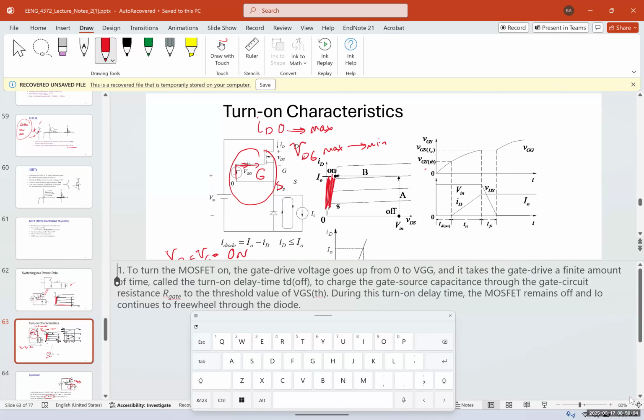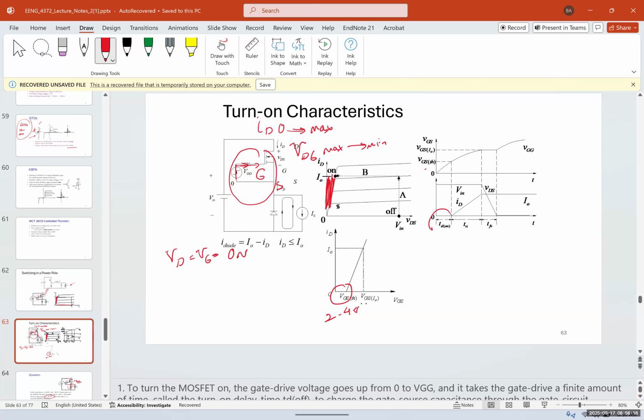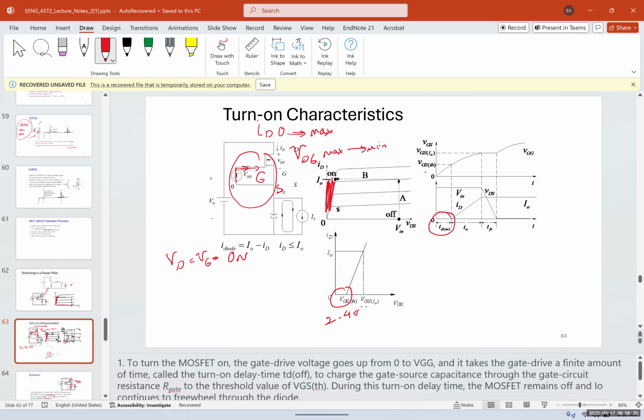So to turn the MOSFET on, the gate drive voltage goes up from 0 to VGG, and it takes the gate drive a finite amount of time, called the turn on delay time, which you can see here, to charge the gate source capacitance through the gate circuit resistance R gate to the threshold value of VGS. During this turn on delay time, the MOSFET remains off and IO continues to freewheel through the diode.